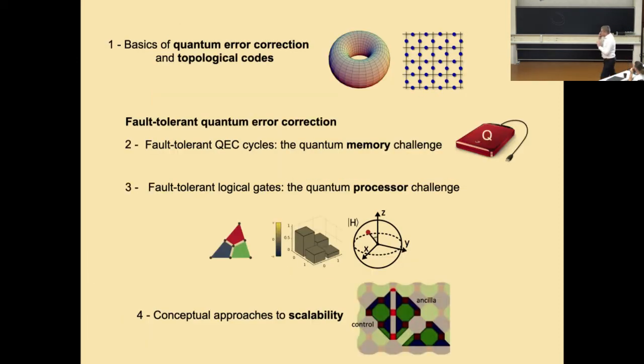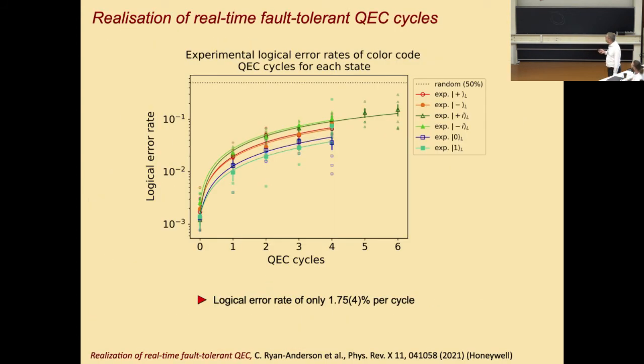Okay, with that, let me pause for a second and ask whether you have questions on the part on fault-tolerant error correction. Yes? Why do the plus i and minus i states decay faster than the others, in this graph? Why is it worse for the green curves than the other?